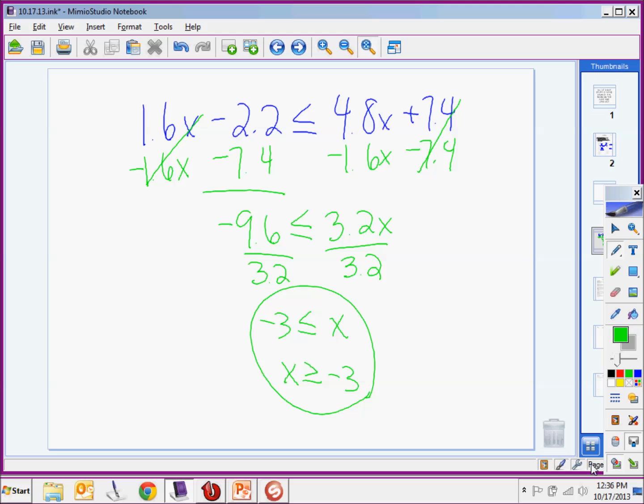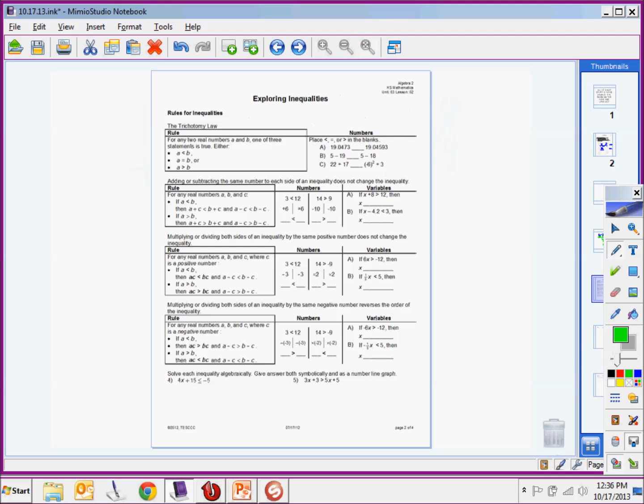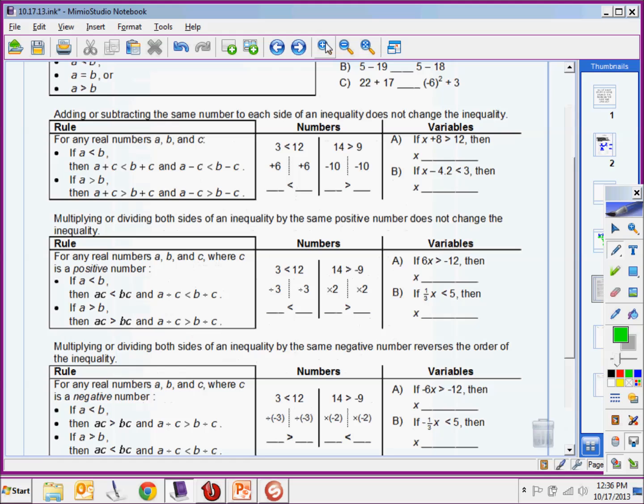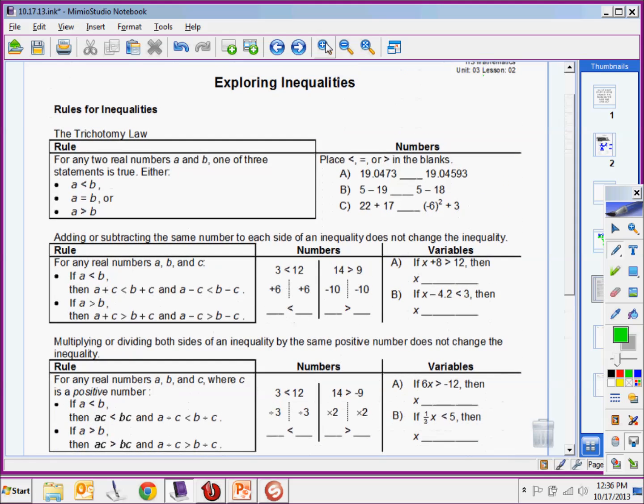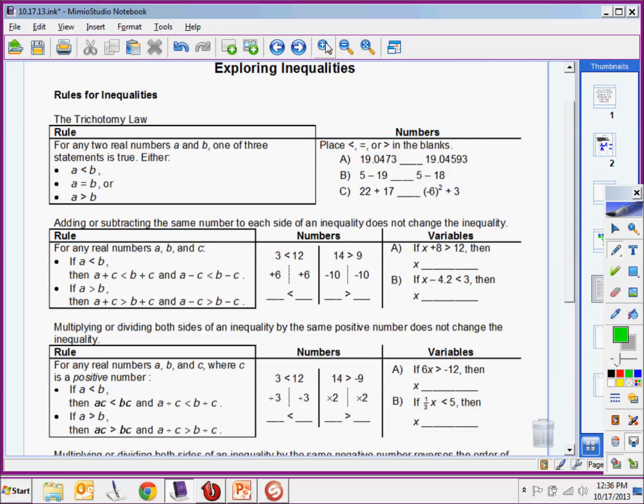None? Are we good? Yeah. All right, tomorrow at the start of class, we're just going to cover some basic inequality rules and just making sure you understand inequalities. We're going to summarize our inequalities, all the stuff we should know about inequalities.